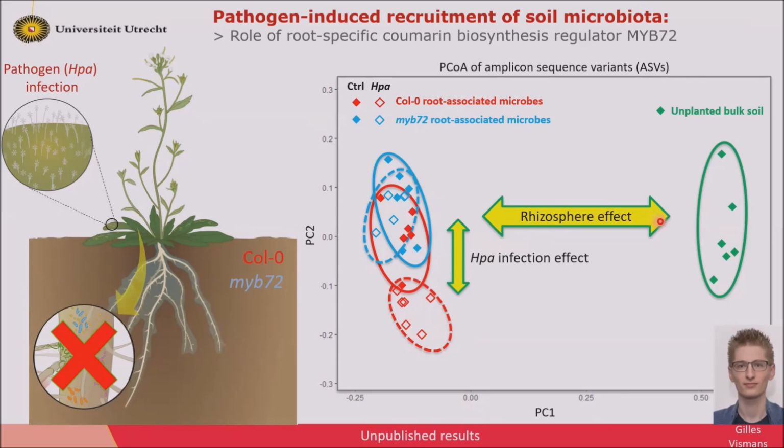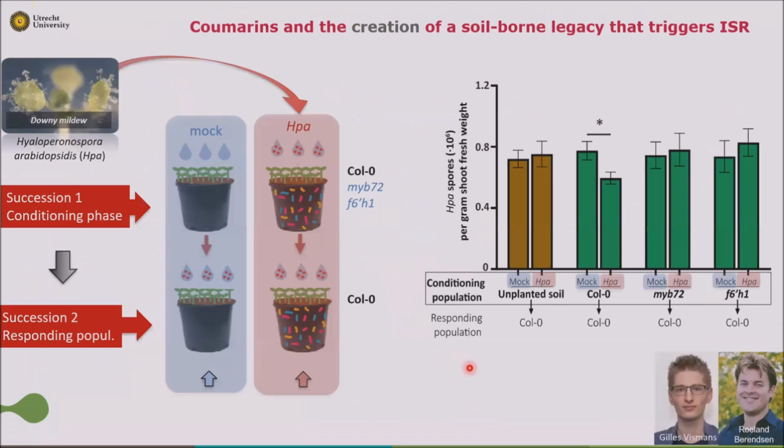And again, we see, of course, a very strong rhizosphere effect. These are the microbial communities in the unplanted bulk soil. And here we see the shift, which is a Hpa, downy mildew infected shift. But for the blue symbols, we don't see a shift at all, indicating that the coumarins are very important for mediating the shift in the microbial community.